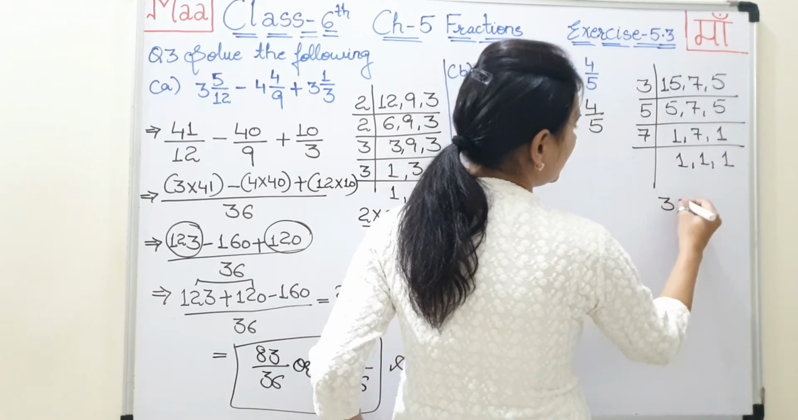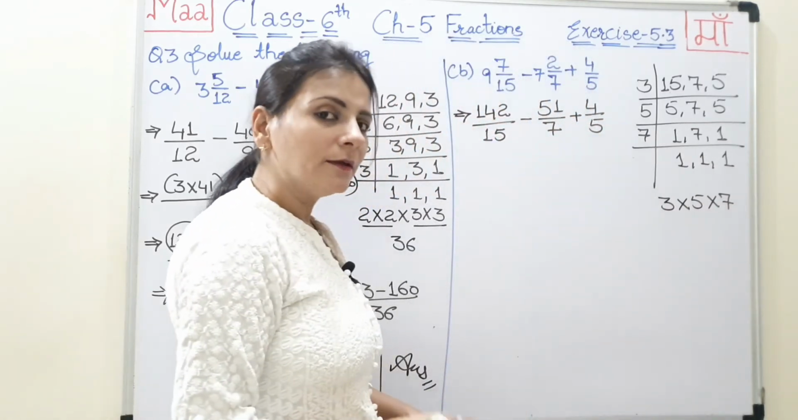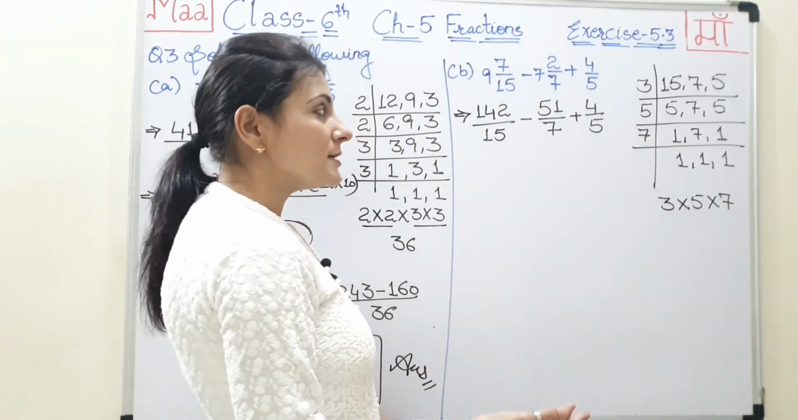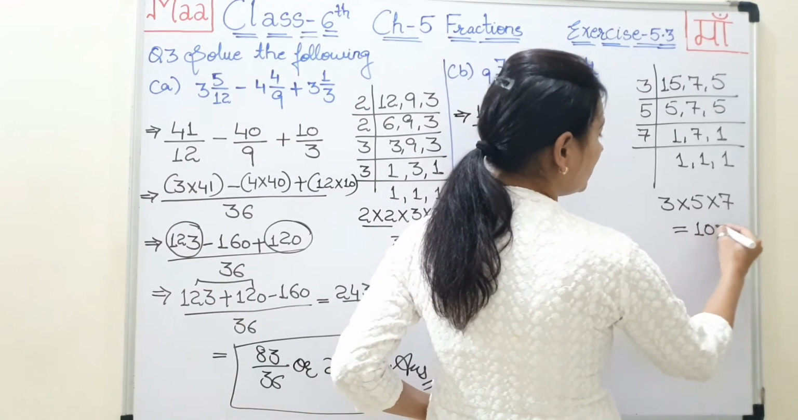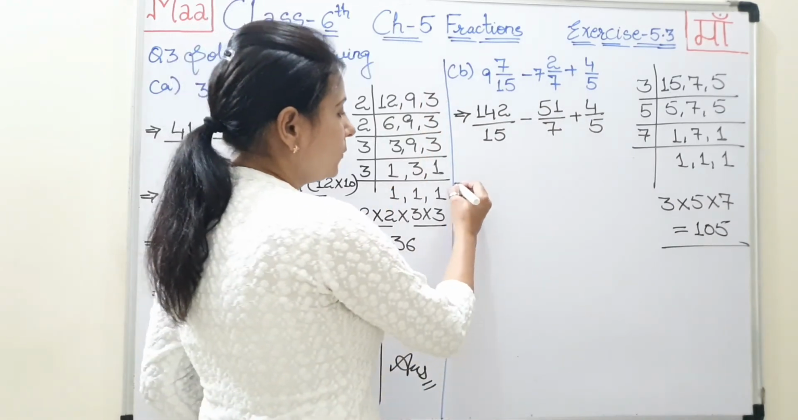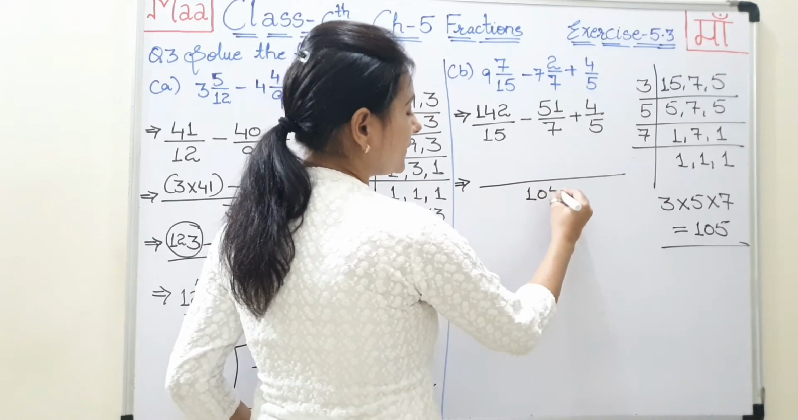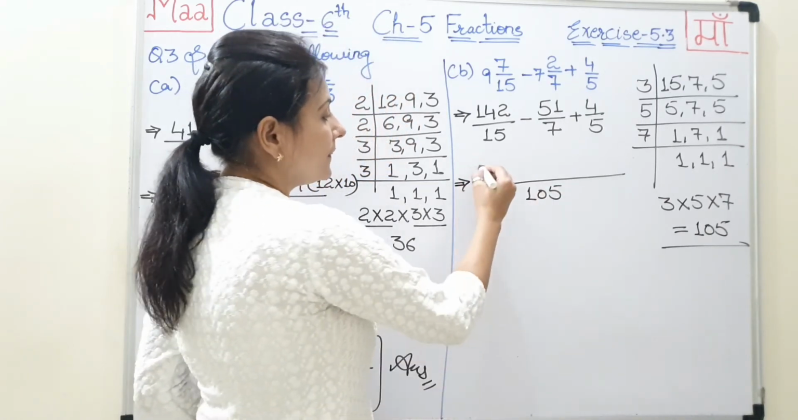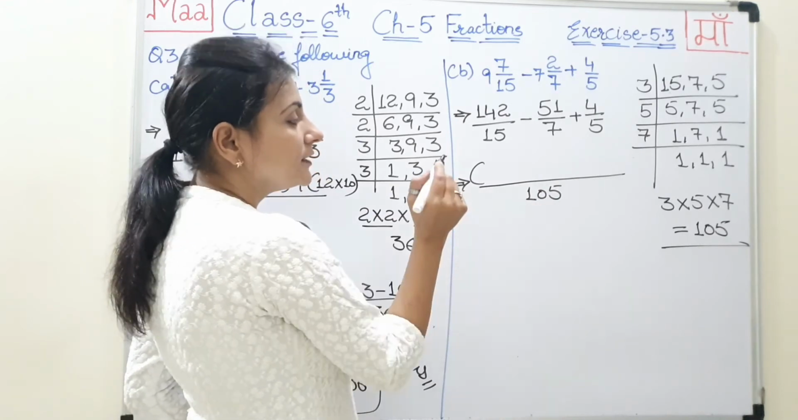Multiply it 3 into 5 into 7. Now 3 5 are 15 and 15 into 7 is equal to 105. So here our LCM will come as 105. Okay, so now we will draw one horizontal line, write down 105 in the denominator. Now, in the table of 15, 105 comes 7 times.